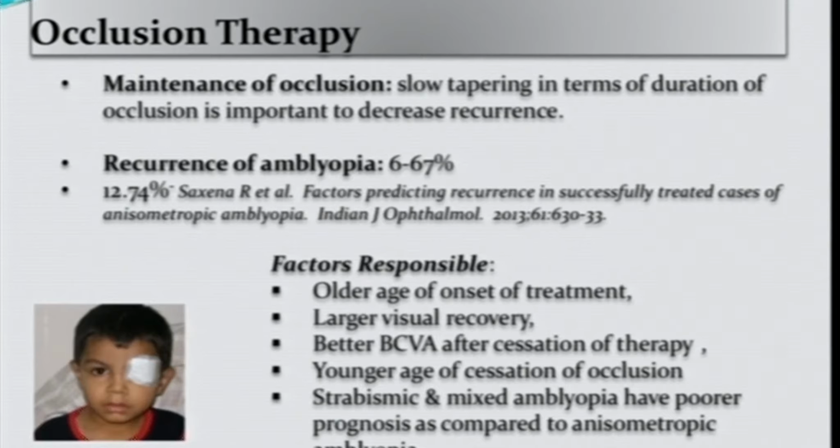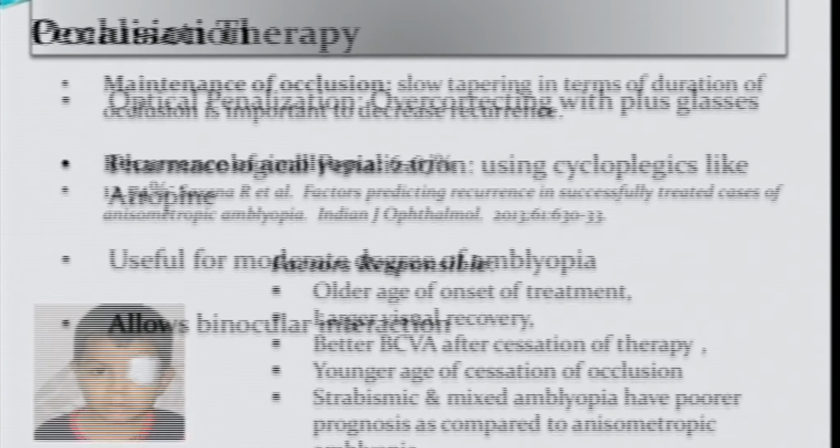There are various factors responsible for the recurrence of amblyopia, like older age of onset of treatment. If the degree of visual recovery is large, then the visual loss, the recurrence, will be equally more. So a better visual acuity achievement after the cessation of therapy. Younger the age, if you stop occlusion at an early age and abruptly, there are higher chances of recurrence. Strabismic and mixed amblyopia have a poor prognosis compared to isometropic amblyopia.